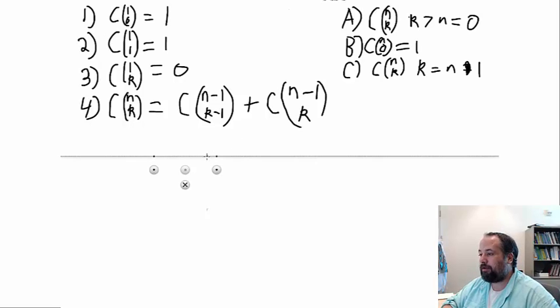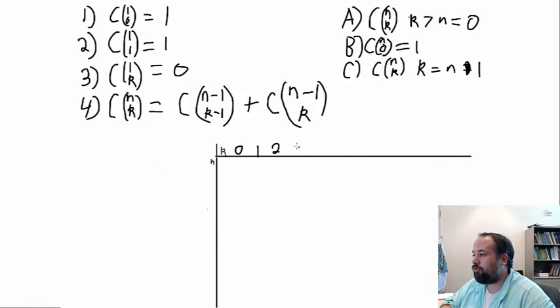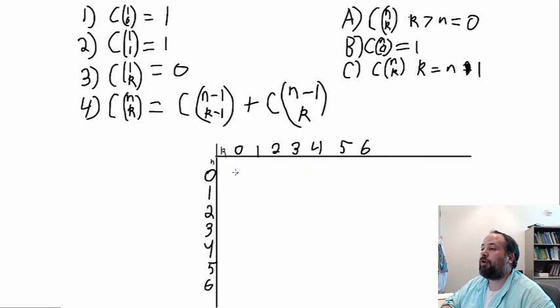Let's go ahead and draw out our fun little chart. 0, 1, 2, 3, 4, 5, 6. 0, 1, 2, 3, 4, 5, 6. Okay, so 0 choose 0 is obviously going to be 1, right? Because we said anything choose 0 is 1, according to B.